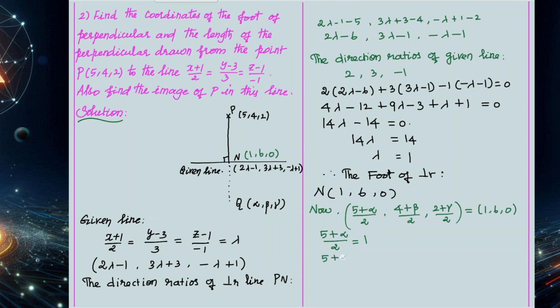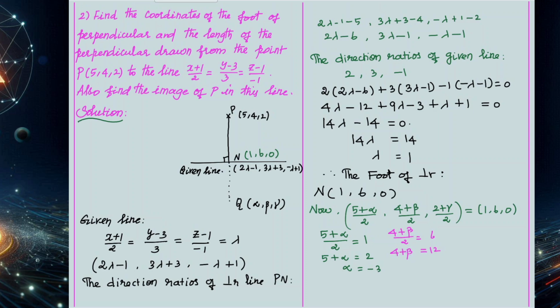By using this concept, when two points are equal, then the respective coordinates will be equal. So x coordinate will be equal to x coordinate. (5 plus alpha)/2 is equal to 1. So from that we can find alpha equal to minus 3. Similarly, y coordinate will be equal to y coordinate. (4 plus beta)/2 is equal to 6.